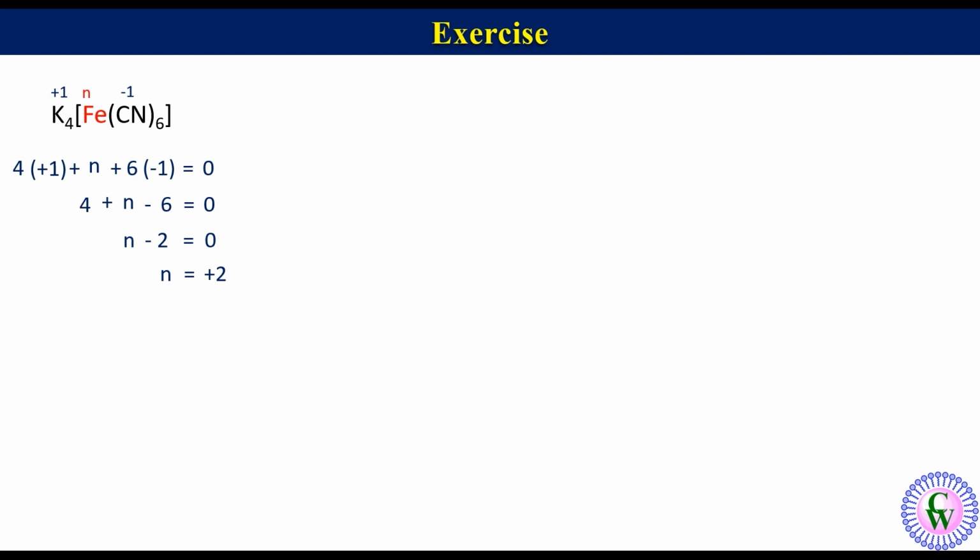Calculation of oxidation number of chlorine in HClO4. Suppose the oxidation number of chlorine is N. We know that the oxidation number of hydrogen atom is +1 and that of oxygen is -2. So we can write +1 plus N plus 4 into -2 is equal to 0, or +1 plus N minus 8 is equal to 0, or N minus 7 is equal to 0, or N is equal to +7.